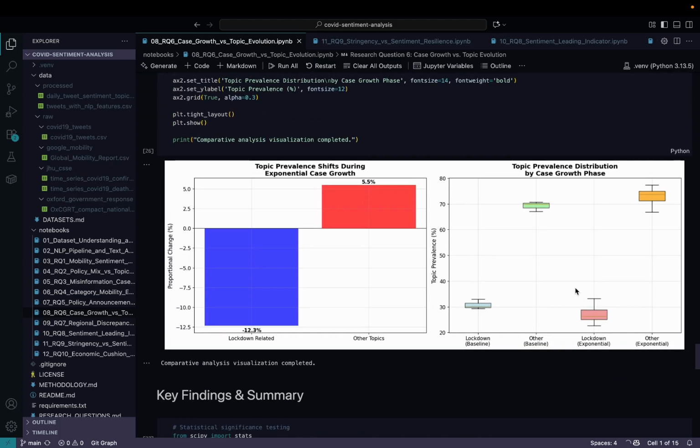This is the visualization we have made after all the processing and calculations. As you can see in this visualization, there is a bar chart and a box plot. In the chart, there's a 12.3% decrease in the lockdown related topics during the baseline, and then there's a 5.5% increase in other topics during the exponential growth phase. And then the box plot reveals the distribution pattern by growth phase, which is clear evidence of discourse shifts during the health crisis.